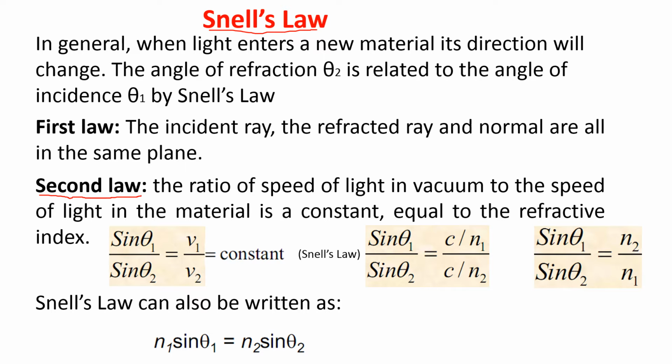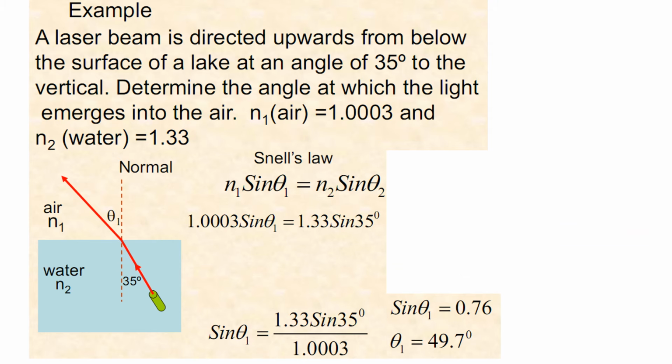This law states that the index of refraction of medium 1 times the sine of the angle of incidence is equal to the index of refraction of medium 2 times the sine of the angle of refraction. In another way, the sine of the angle of incidence divided by the sine of the angle of refraction is equal to the speed of light in medium 1 divided by the speed of light in medium 2. Then here we have an example of calculation.